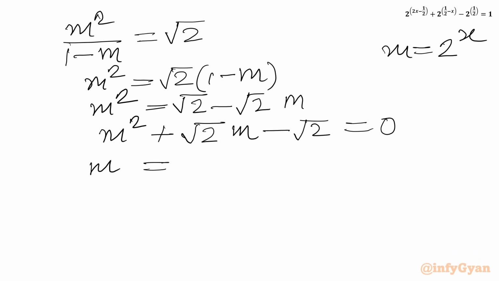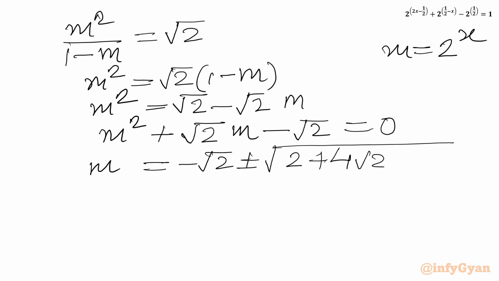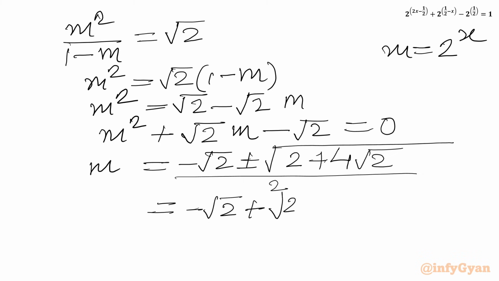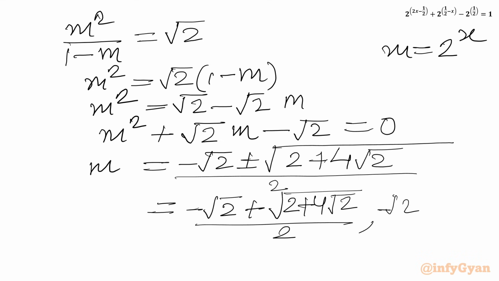So I will write m equal to minus b, so minus root 2, plus minus square root of b square, so 2, minus 4ac, so plus 4 times root 2, over 2. So I can write minus root 2 plus square root of 2 plus 4 root 2 over 2, and the second value will be minus root 2 minus square root of 2 plus 4 root 2 over 2.